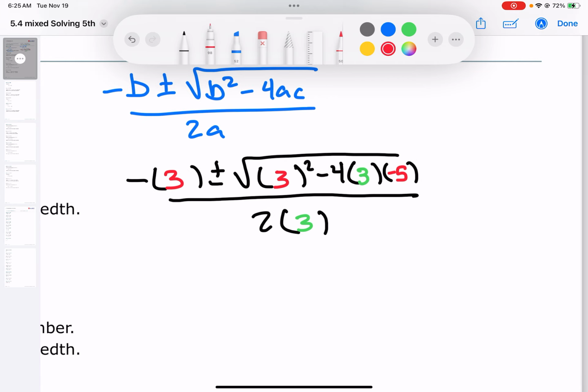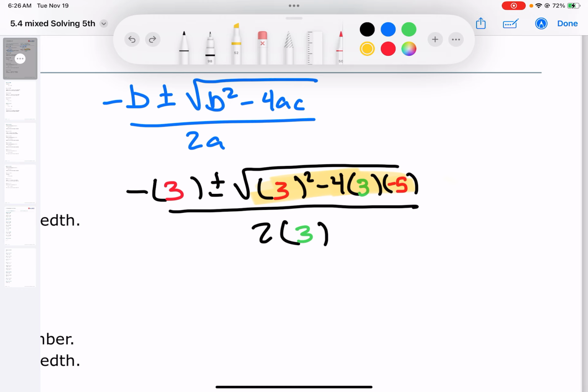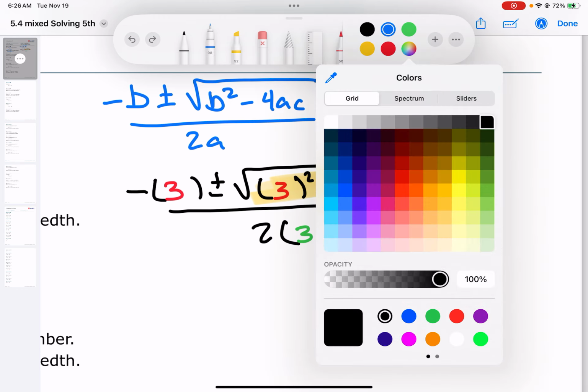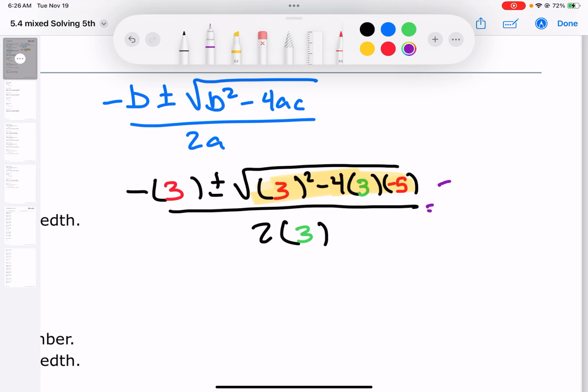Okay, so I'm going to simplify, and I am going to put this right here that I'm highlighting in the calculator. I'm going to type it in just as I see it, with parentheses and everything. And it's 3, negative 5. I get 69. So it's going to be negative 3 plus or minus the square root of 69 over 6.